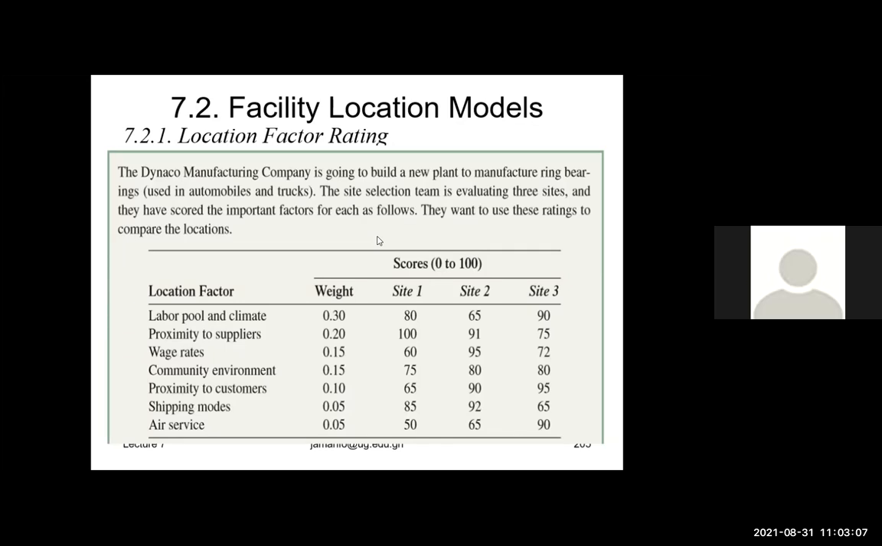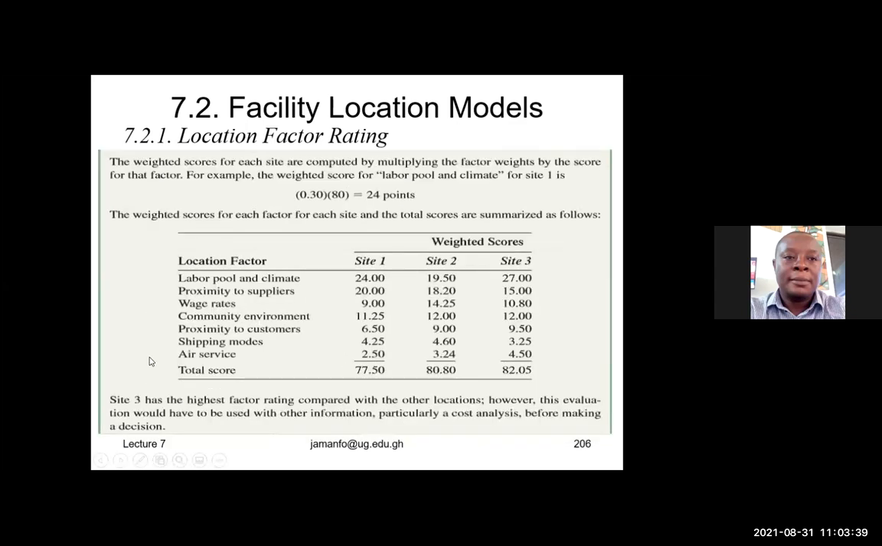Yes, sir. Apart from the cost, what else can we consider when we are choosing the weighted score? So we are considering the site or the location. You mean there are other influencing factors? I mean, if there are other factors which are important, you add them to the location factors. But apart from the location factors, we bring the cost components into play in making the final decision. Like we said here, site 3 has the highest factor rating compared with other locations. However, this evaluation will have to be used with other information, particularly cost.